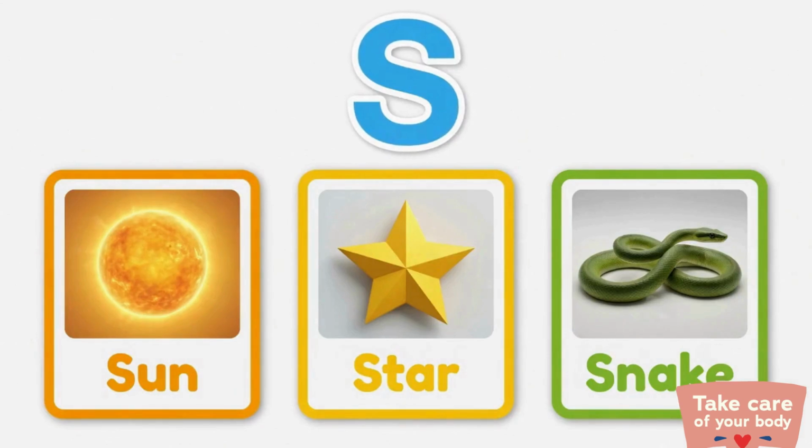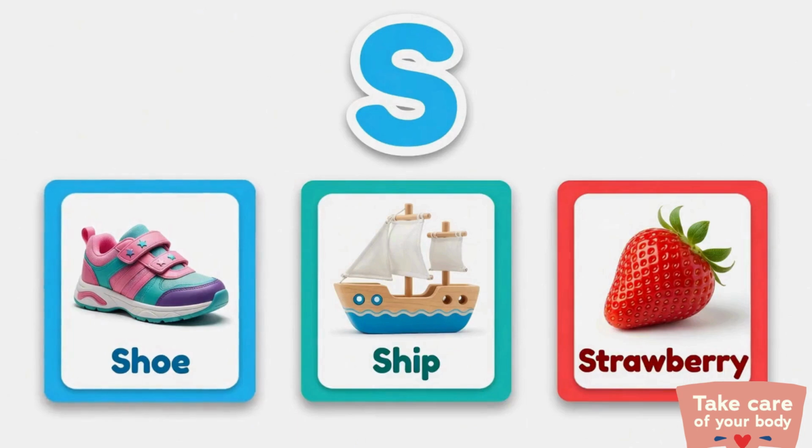This is the letter S. S is for sun. S is for star. S is for snake. S is for shoe. S is for ship. S is for strawberry.